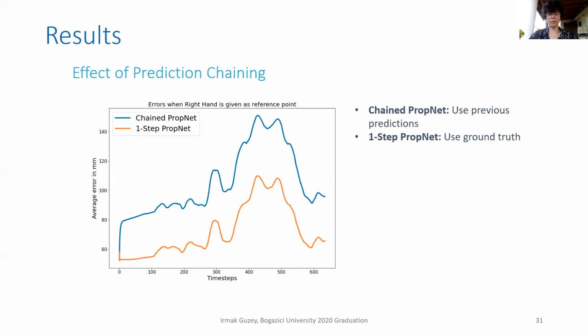Finally, as was explained in our approach, the predictions at further time steps are made by using previous predictions. Here we show the effect of using these predictions back to back. This graph shows the average error in millimeters of different models. Chained PropNet denotes the model that we use, where attributes are extracted from previous predictions. One-step PropNet denotes the model where attributes are, in each step, extracted from ground truth positions of joints. The error increases by using predictions as attributes, since the error in predictions has a cumulative impact on the next time steps.